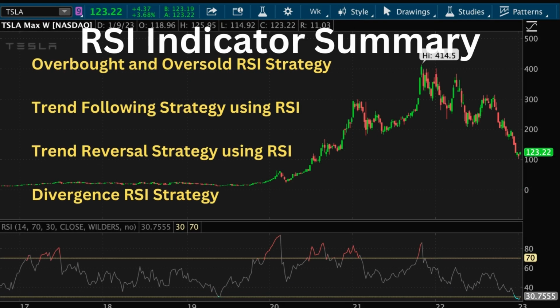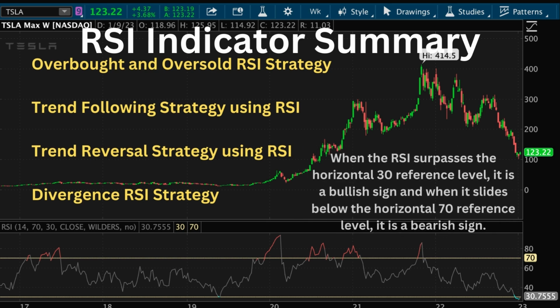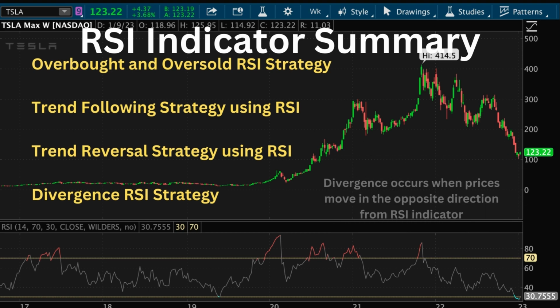Summary of RSI. The Relative Strength Index is a momentum indicator that looks at the pace of recent price changes to determine whether a stock is ripe for a rally or a sell-off. Traders can use the RSI with other technical indicators to identify opportunities to enter or exit a position. When the RSI surpasses the horizontal 30 reference level, it is a bullish sign, and when it slides below the horizontal 70 reference level, it is a bearish sign.